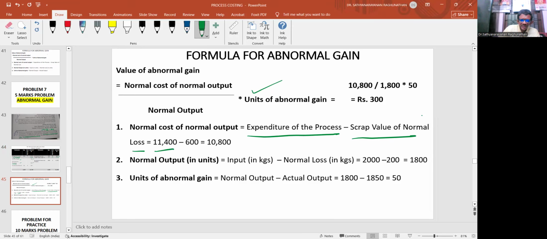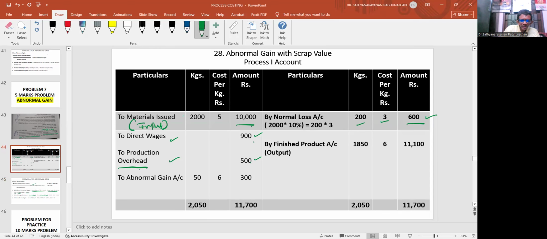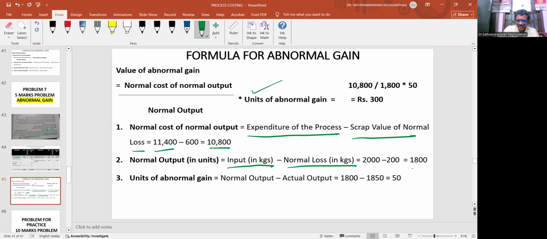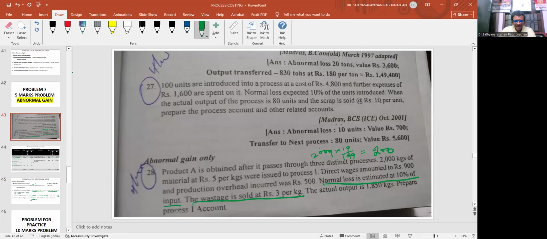600. Okay, 10,800. Normal output in units is input in kgs minus normal loss in kgs. Input in kgs is 2000, normal loss in kgs is 200. 2000 minus 200, 1800 kgs. And then abnormal gain. Already here we have calculated the normal output, right? 1800 kgs is the normal output minus the actual output that they have given in the question.